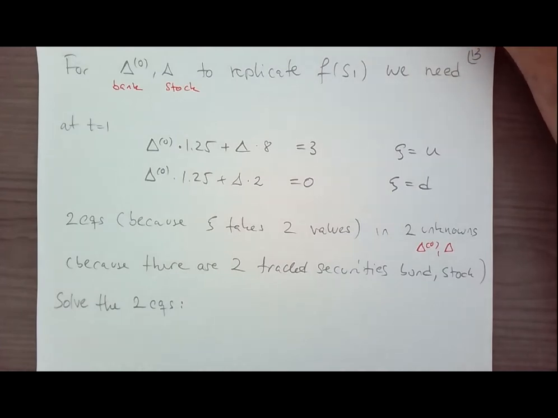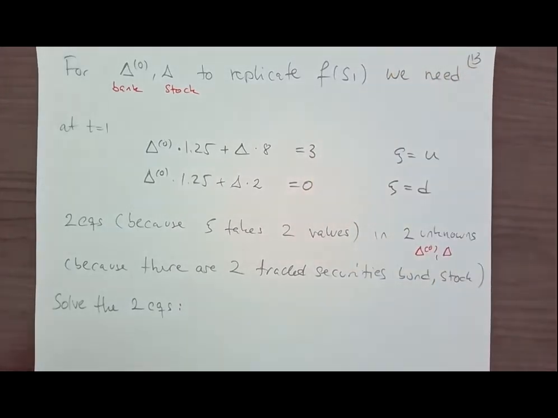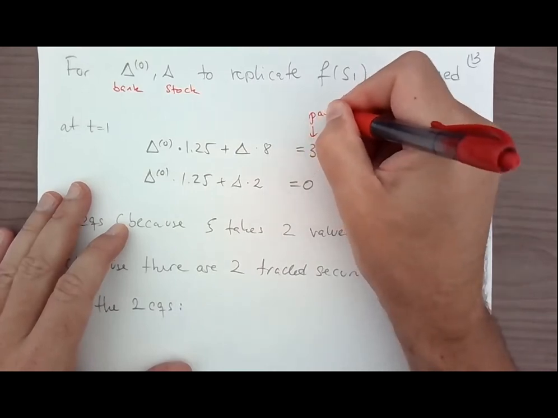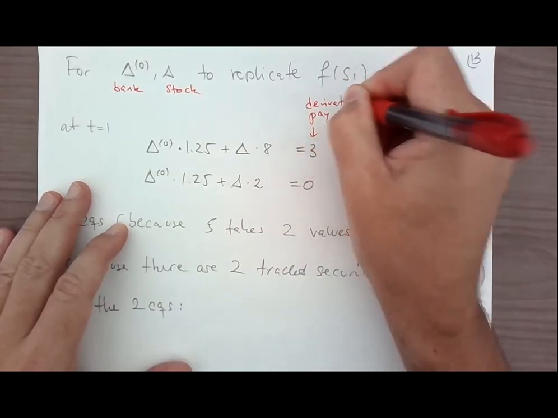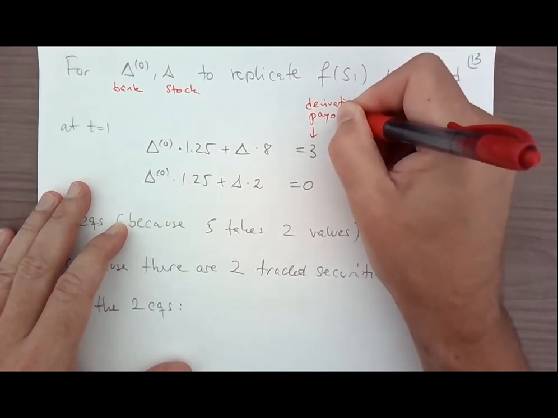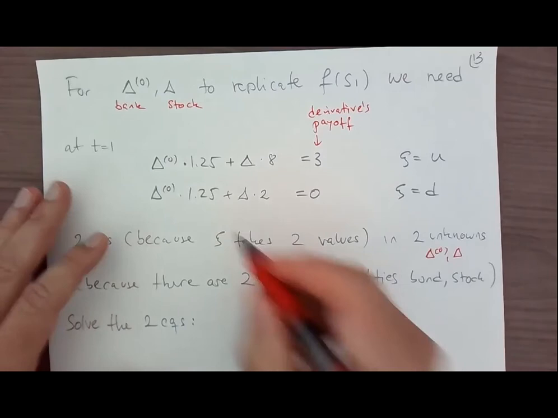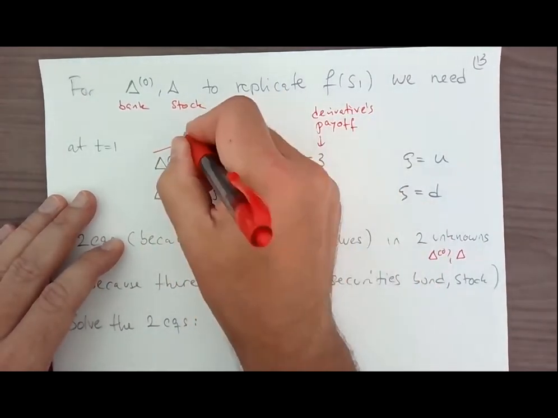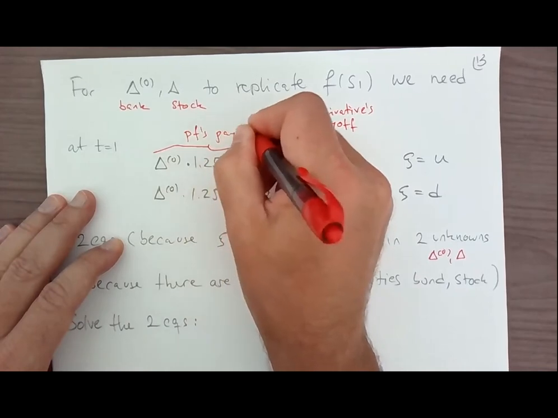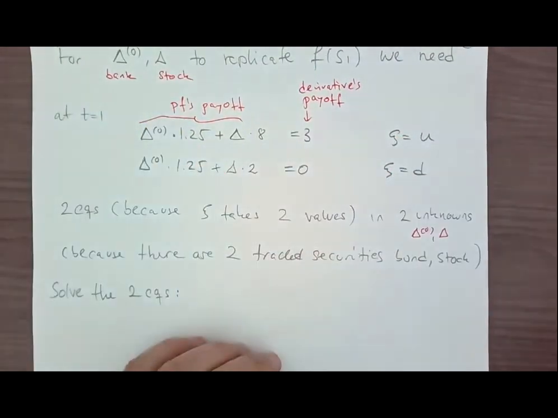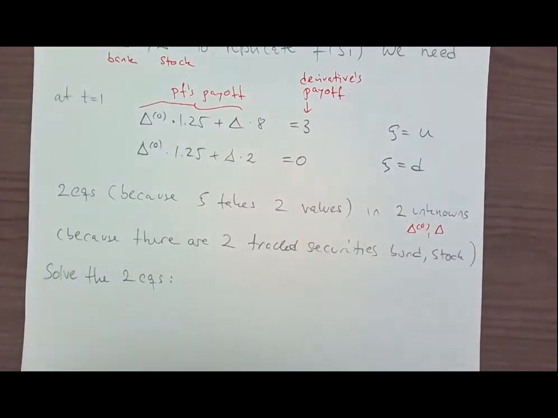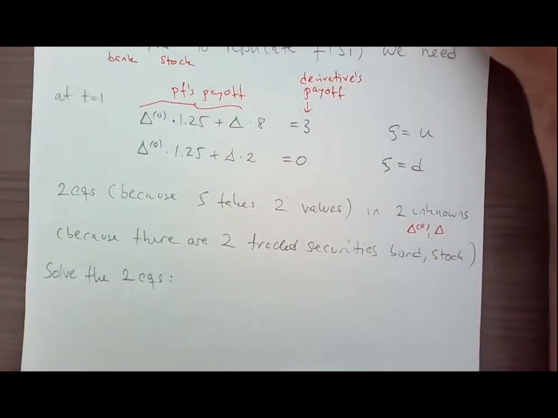Are there any questions about this before we do Mathematica? So what we're seeing here on the right-hand side, these ones here, this is the payoff. This is the derivative. And what we're seeing here, this is the portfolio's payoff. And we match them up. And now we're going to try to solve for the two equations. And let me show you how to do that in Mathematica.